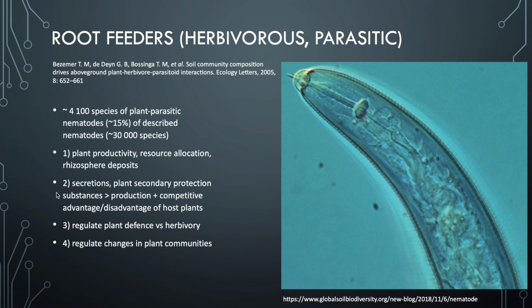The plant puts out different secretions, such as plant secondary protective substances, and that increases production and competitive advantage or disadvantage of the host plant. They also regulate plant defense versus herbivory. So if a nematode is munching on a root, this stimulates the plant to defend itself, and those defense mechanisms might also defend the plant from other herbivores, and that might include aboveground, not just the root system. And on a larger scale, they also regulate changes in plant communities as a result of all of the above effects that herbivorous nematodes have on plants.